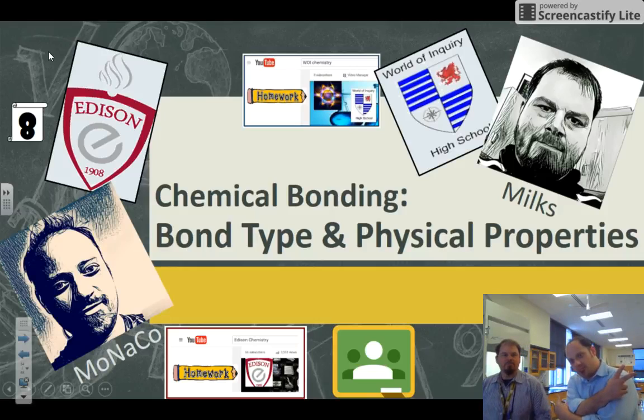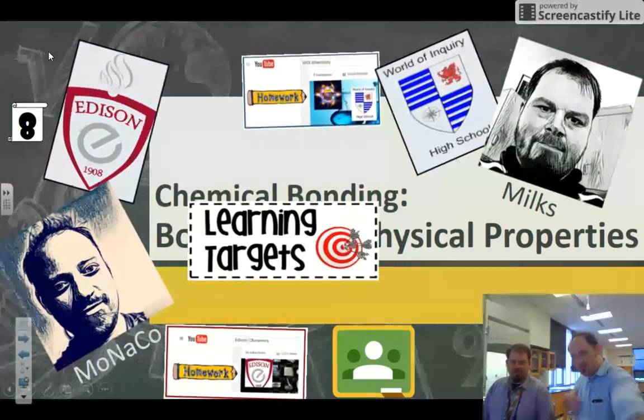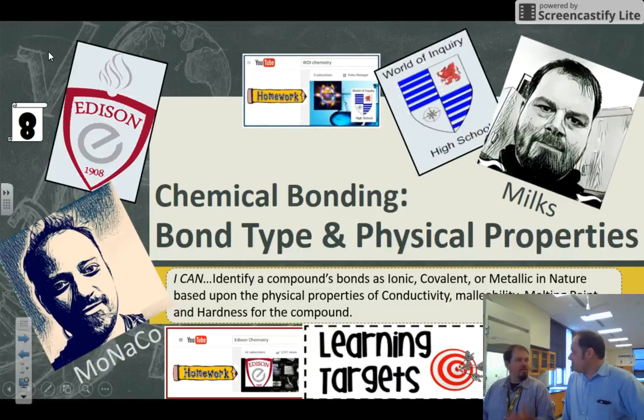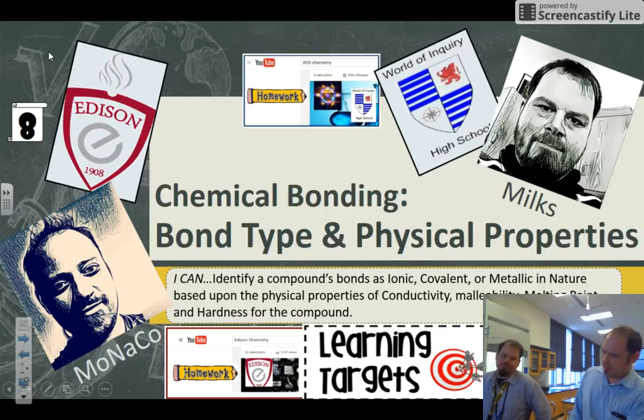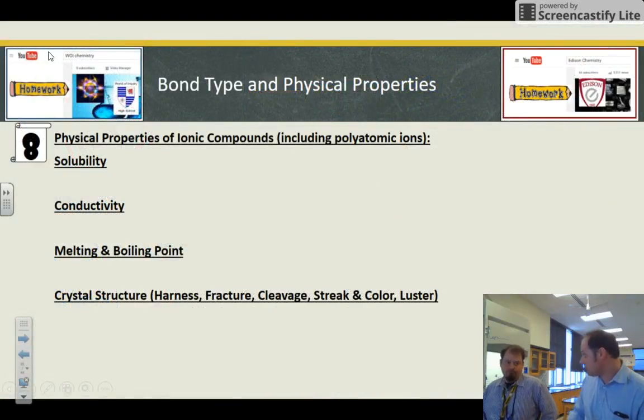Bond type and physical properties. How do we know? By looking at the letters, is it ionic or covalent or metallic? And then do they have different properties? Of course they have different properties. Ionic compounds behave this way, covalent compounds behave that way, and metallic compounds behave a different way. And it's all related to how the atoms are bonded together.